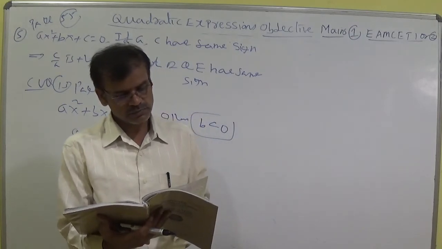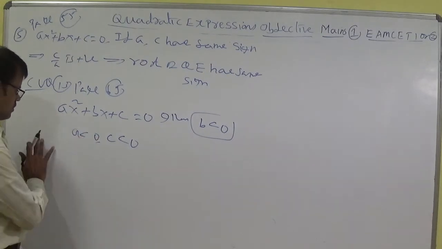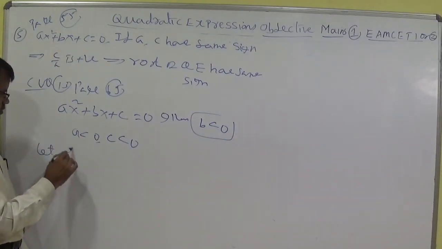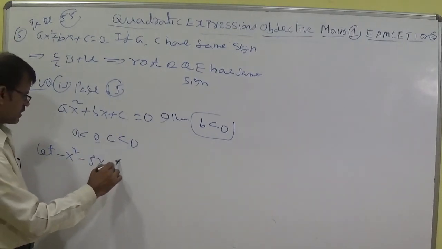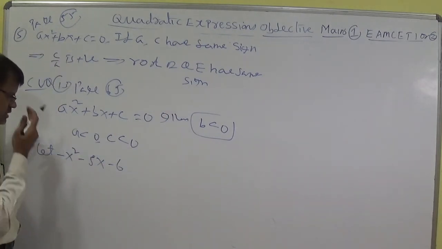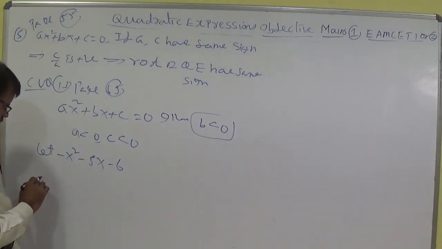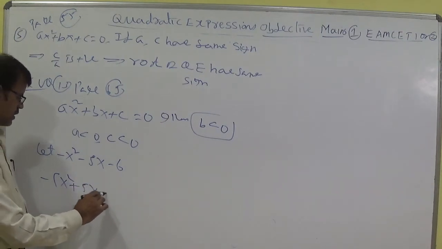13th question, first half, that's all. a less than 0. Now let us discuss the question. I am writing the question: minus x square minus 5x minus 6, because b less than 0 is what he is discussing with us. Minus x square minus 5x minus 6. Now minus you can take common, students: x square plus 5x plus 6.